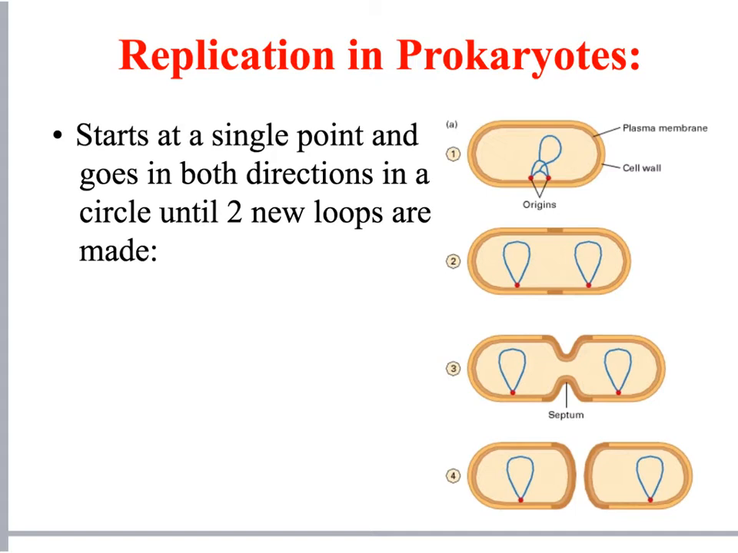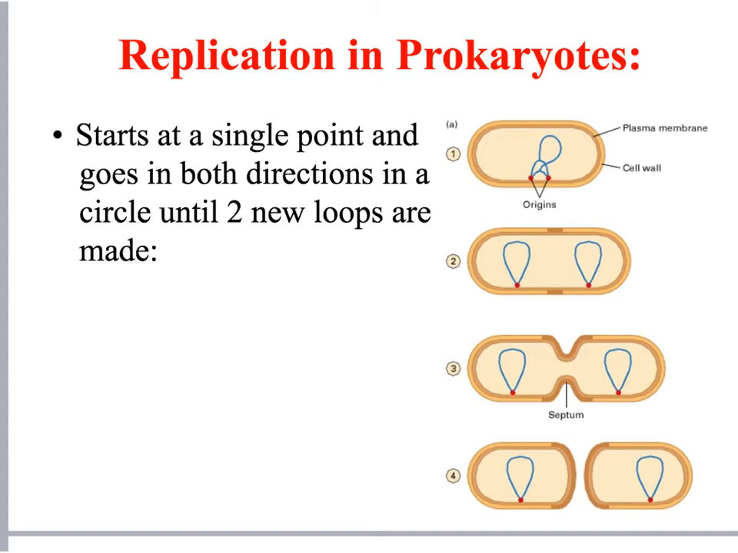Prokaryotes, guys, replication in prokaryotes is very simple. You have structures like these loops here that are present. Two new loops are made. They have a cell wall, a plasma membrane. Okay, that's not especially unique. However, the forming of these loops is.